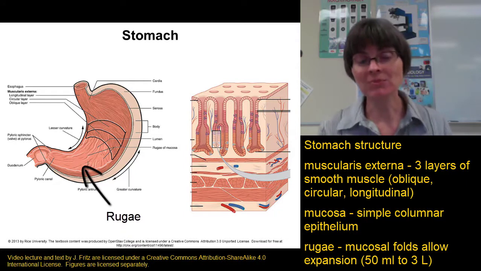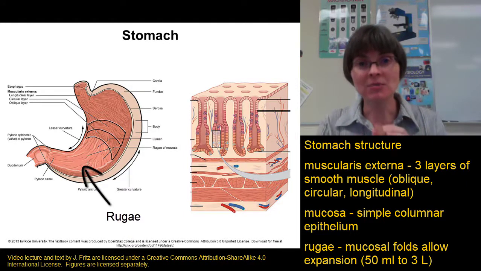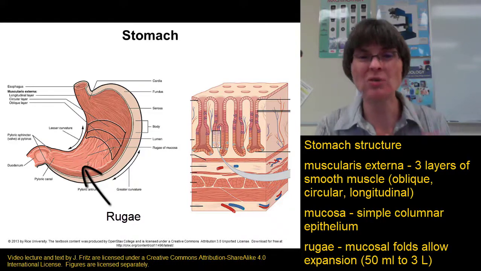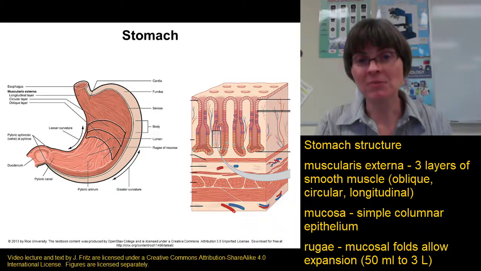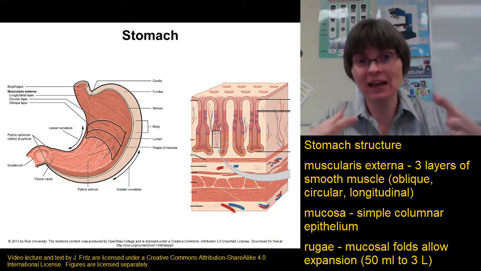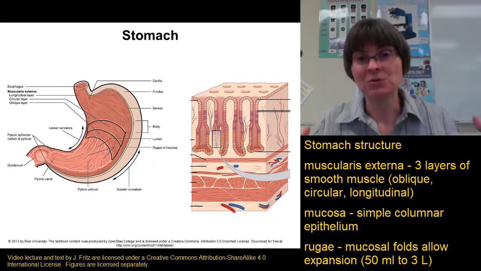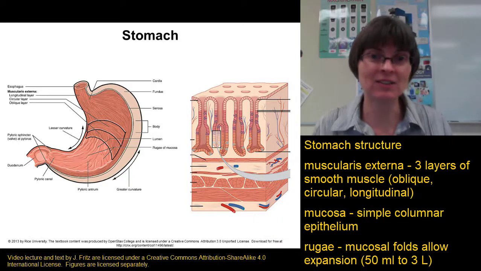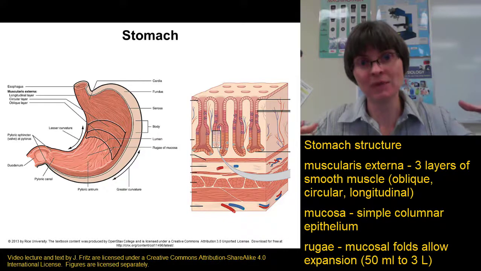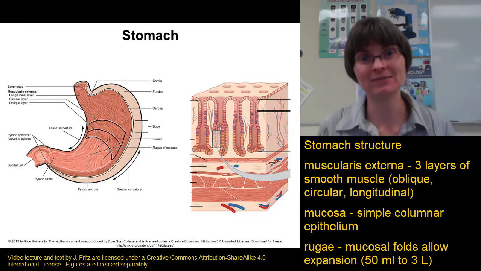When your stomach is empty, like after you first wake up, your stomach is pretty shrunken. It only holds about 50 milliliters. If you're eating a big meal, say Thanksgiving, your stomach can actually stretch or expand to accommodate about 3 liters worth of food. So that's a pretty big difference. And it's the rugae that allow the stomach to expand like that as you're filling it.